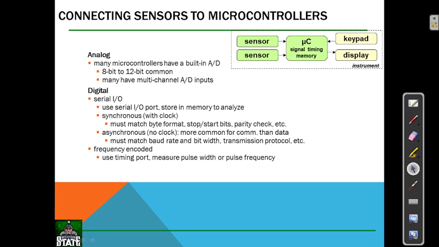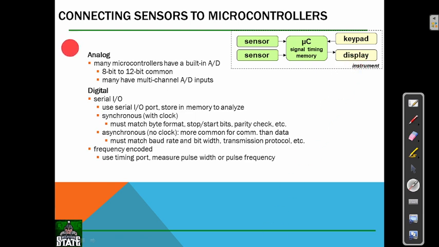And the connection of sensor to microcontroller. Here it is a sensor and a microcontroller, which handles signal, timing and memory. If we give input through the keyboard, then we get the display from the output.